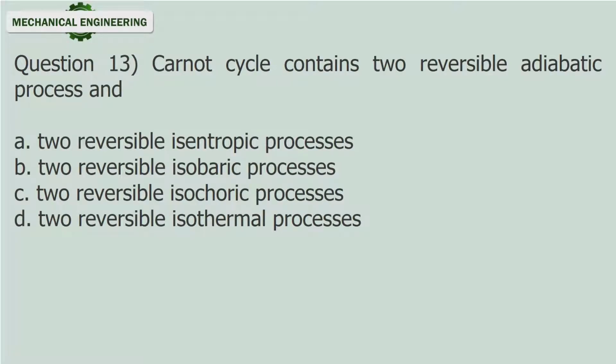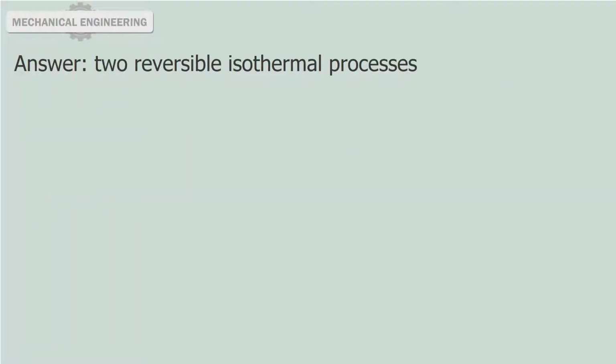Question 13. Carnot cycle contains two reversible adiabatic processes and A. Two reversible isentropic processes, B. Two reversible isobaric processes, C. Two reversible isochoric processes. D. Two reversible isothermal processes. Answer: two reversible isothermal processes.